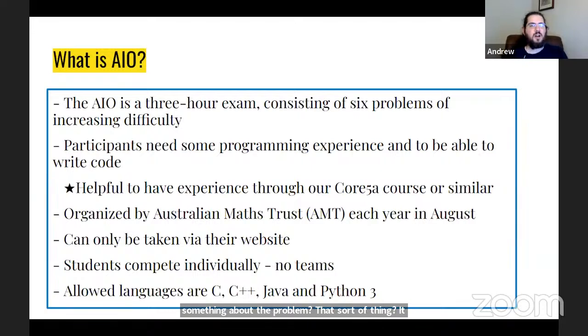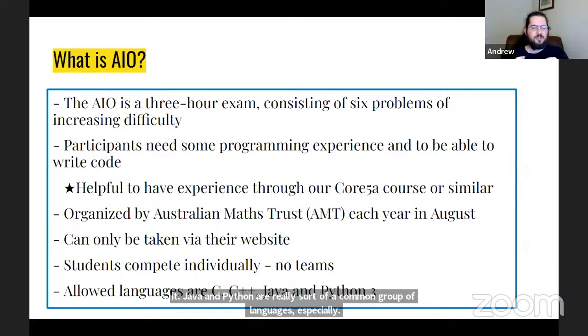There are no teams, although obviously you can prepare as a team, and it is really fun to have friends doing this sort of work as well. C, C++, Java, and Python are really a common group of languages, especially the last three, which are pretty commonly offered languages for these kinds of competitions.